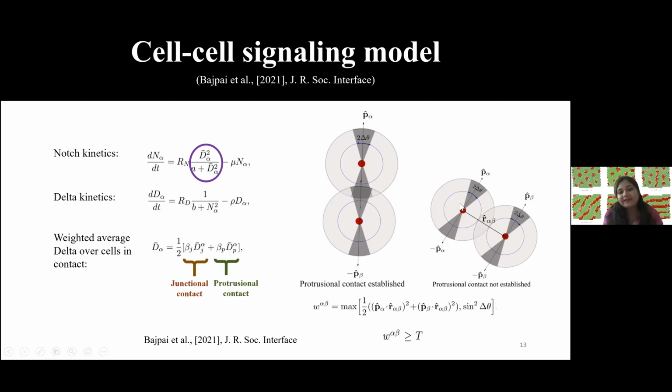In this profile we can see that when the cells are coaxial in nature, they will establish contact with each other, and so the weight given will be very high. And if this is the configuration, then we can see that the protrusions don't make any contact. So if it takes this configuration, then this weight will be very low, and it is decided that the cell will not make any contribution to this D bar alpha term.